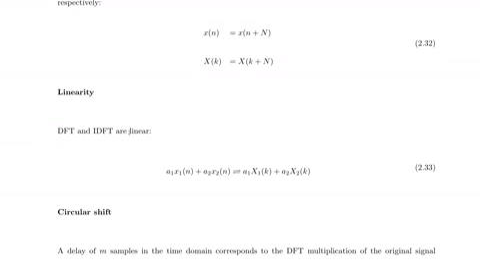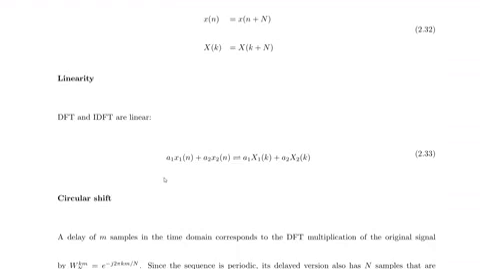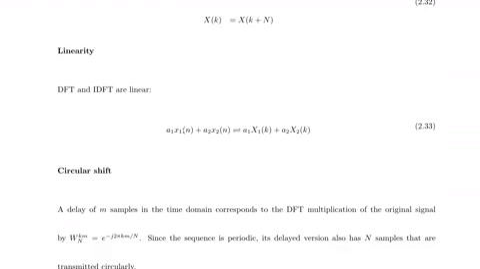Linearity. Both are linear. A1 x1 of n plus A2 x2 of n will lead to A1 X1 of k plus A2 X2 of k. Right.